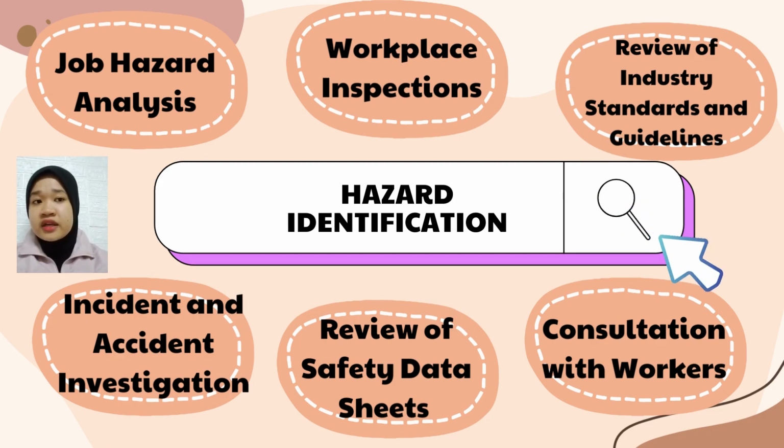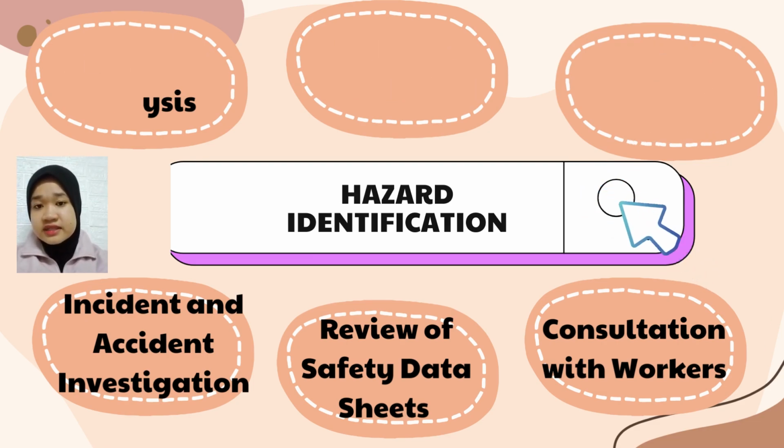Some methods and approaches commonly used for hazard identification. First is workplace inspections, job hazard analysis, and then incident and accident investigations, review of safety data sheets, consultation with workers, and review of industry standards and guidelines.